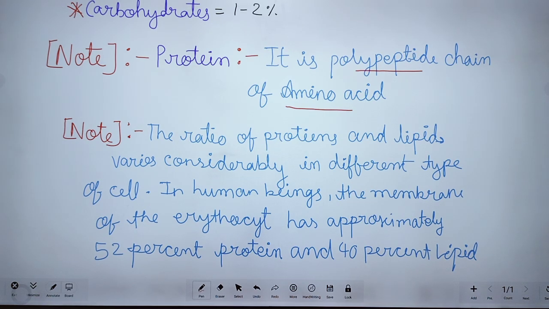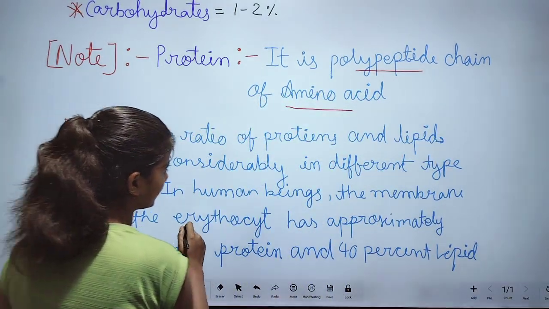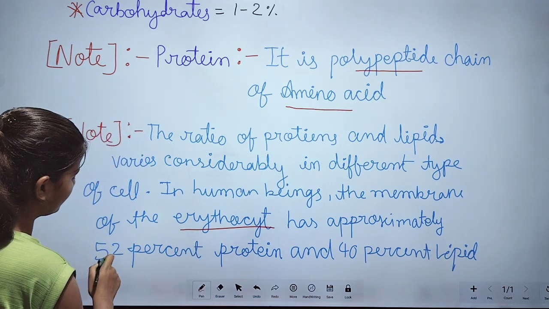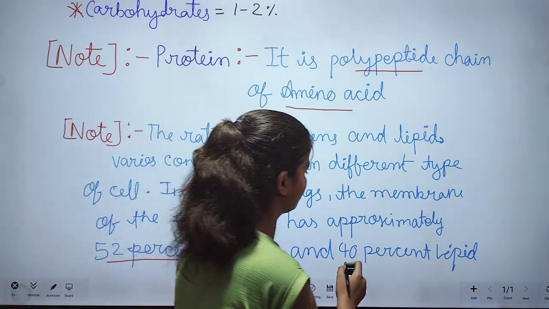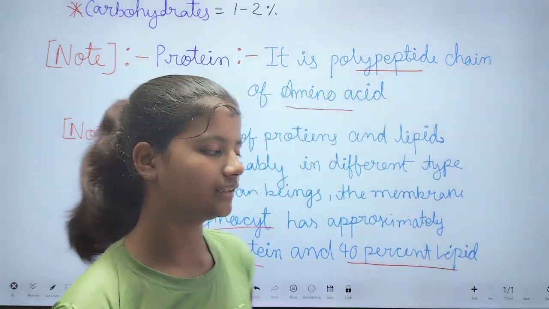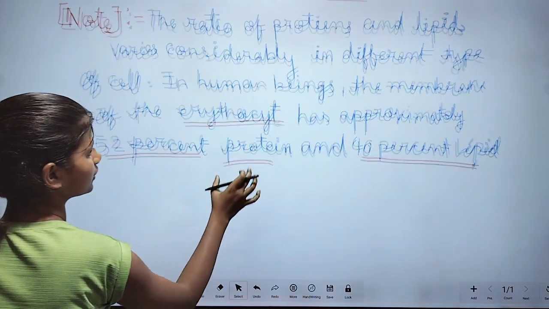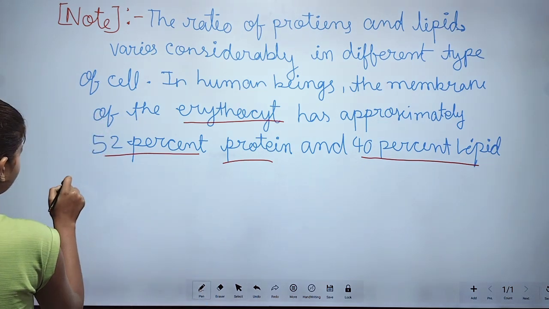But in a human being, the membrane of erythrocyte has approximately 52% of protein and 40% of lipid. Okay, so I hope you understand these two note points. Now move to our next point.